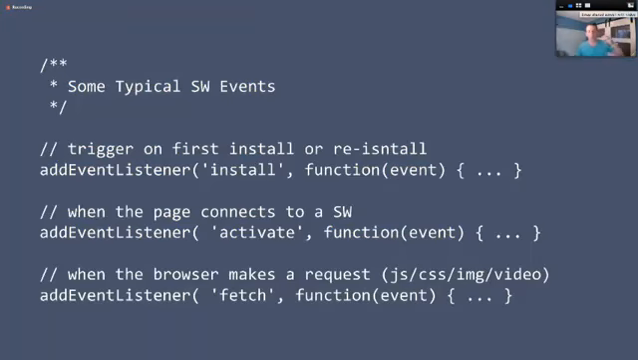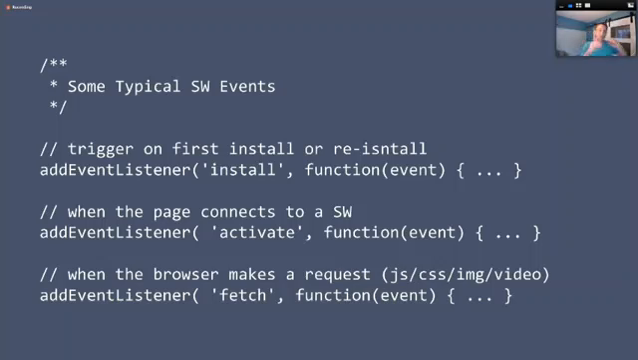There are a bunch of events. The three main ones that you'll most likely use are the top one, install. The event gets fired when the service worker is first installed or when it's upgraded. The activate, when the person loads the web page and then connects to your service worker that's been running constantly. And the most common one is this bottom one, fetch.